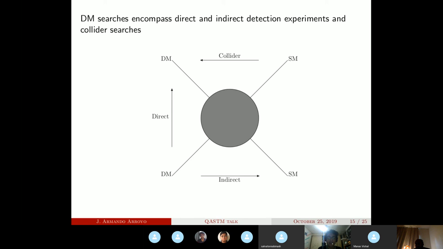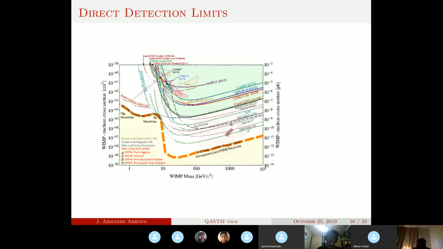So far there have been no signals in a wide range of this parameter space. So the direct limits, I think, are the more constraining ones. Here you can see one of the famous plots of these direct detection experiments. What we have is the WIMP scattering cross section as a function of the mass. And this green region that you can see, I hope, is the excluded parameter space. This is already an old plot. The newer ones have an even larger parameter space that has been excluded because there have been no signals there.